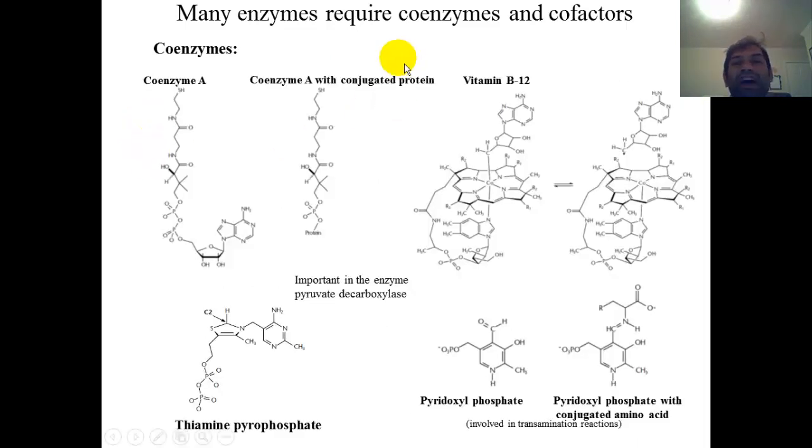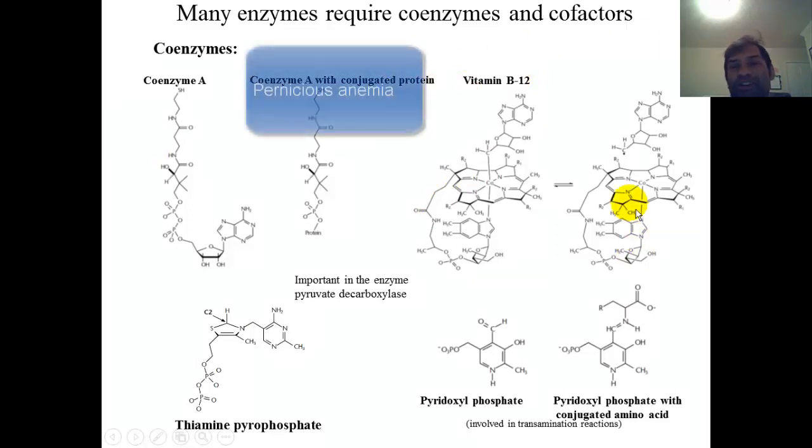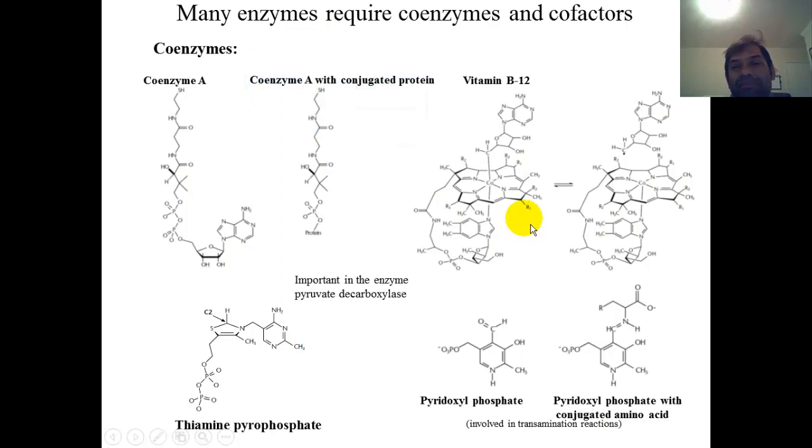Even more cofactors here, vitamin B12. There's a disease called pernicious anemia. People with pernicious anemia do not have adequate vitamin B12. It does not get into the enzyme that is involved in that pathway. Thiamine pyrophosphate is a cofactor. You'll see this if we study biochemistry further.